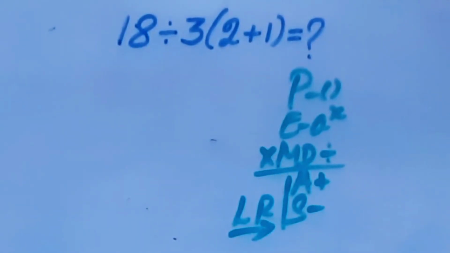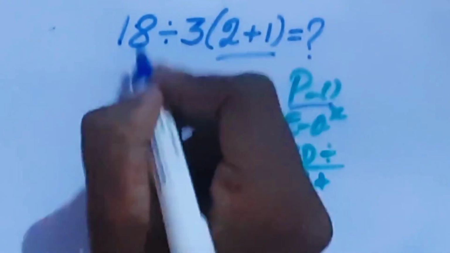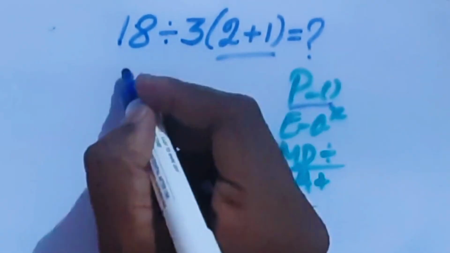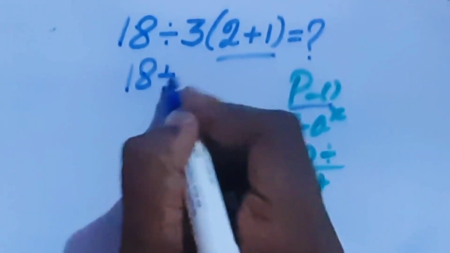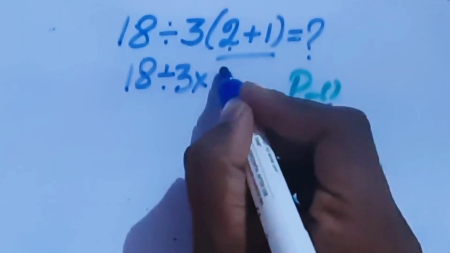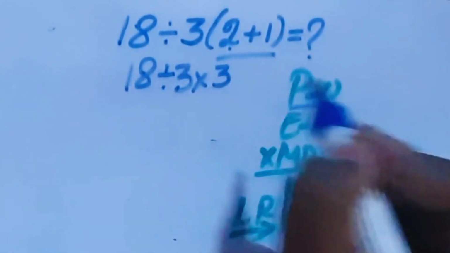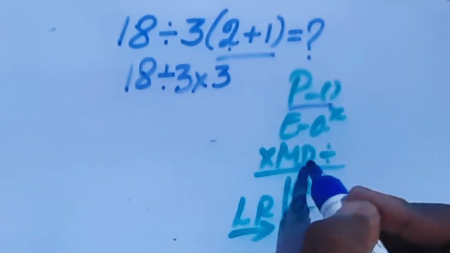Here, as per the order of operations PEMDAS, the bracket is higher priority, so we have to do this bracket before the division and multiplication. Here 18 divided by 3 times, and the bracket 2 plus 1 is 3. The next priority is exponent. In this problem we don't have an exponent, so we move to multiplication and division.